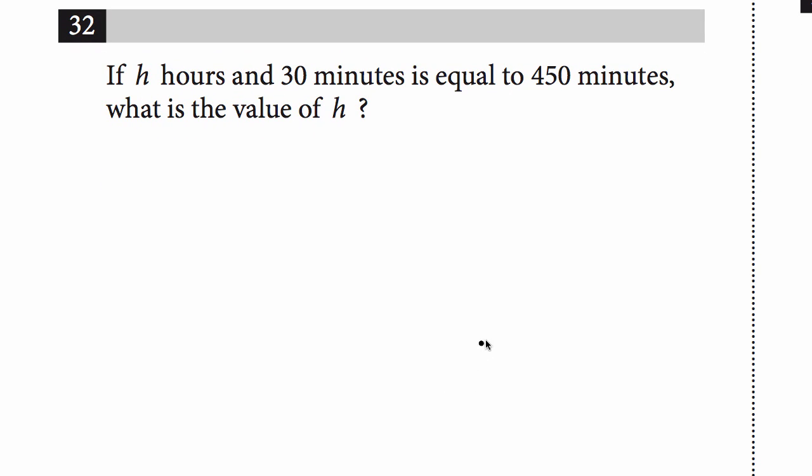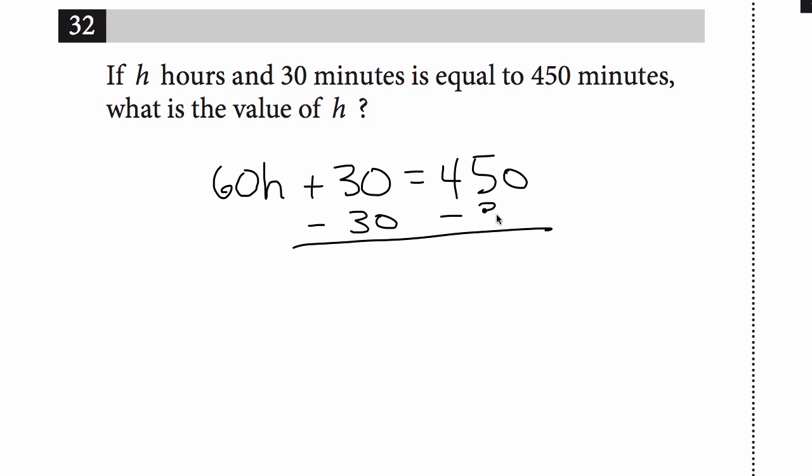If h hours and 30 minutes is equal to 450 minutes, what is the value of h? Okay, so if h hours and 30 minutes, I gotta read this twice, is equal to 450 minutes, all right, so you could just say h hours is really in minutes. It's gonna be 60h in minutes, because we put the 60 in front of it. So 60h plus 30 equals 450.